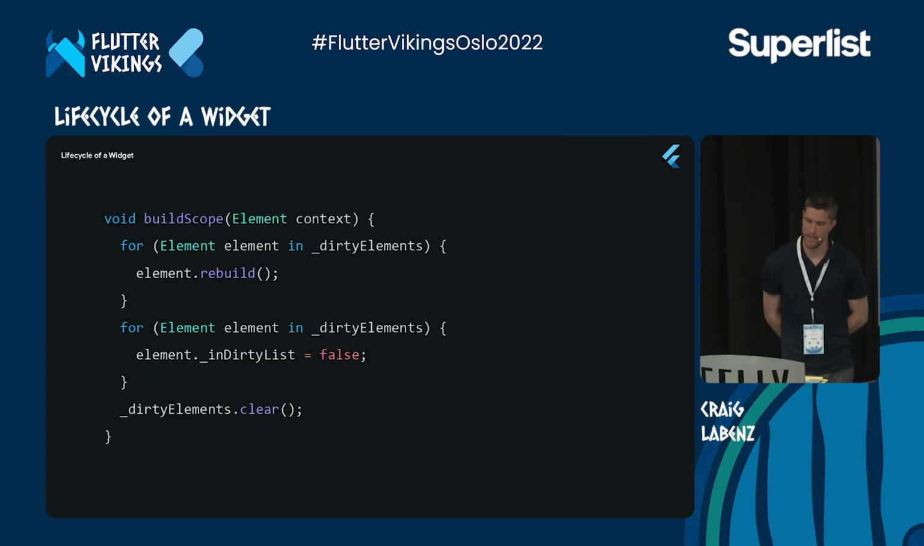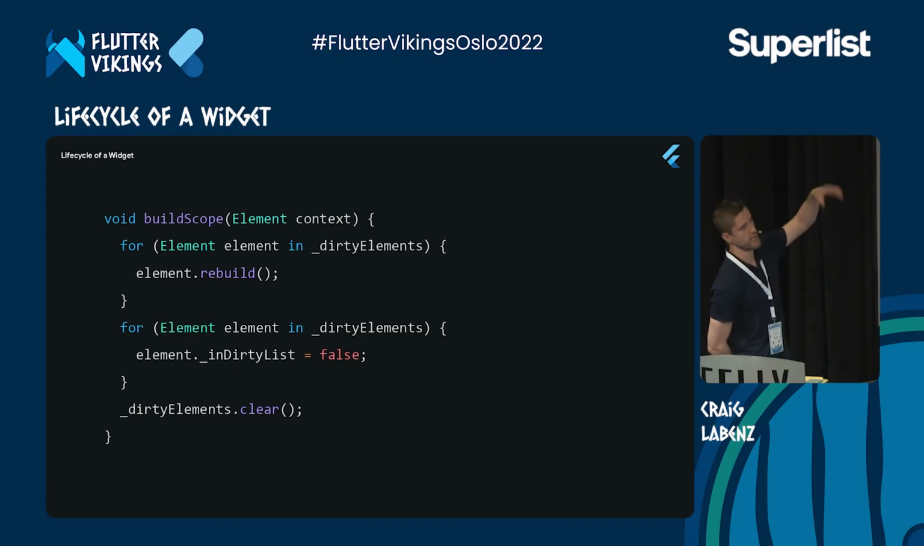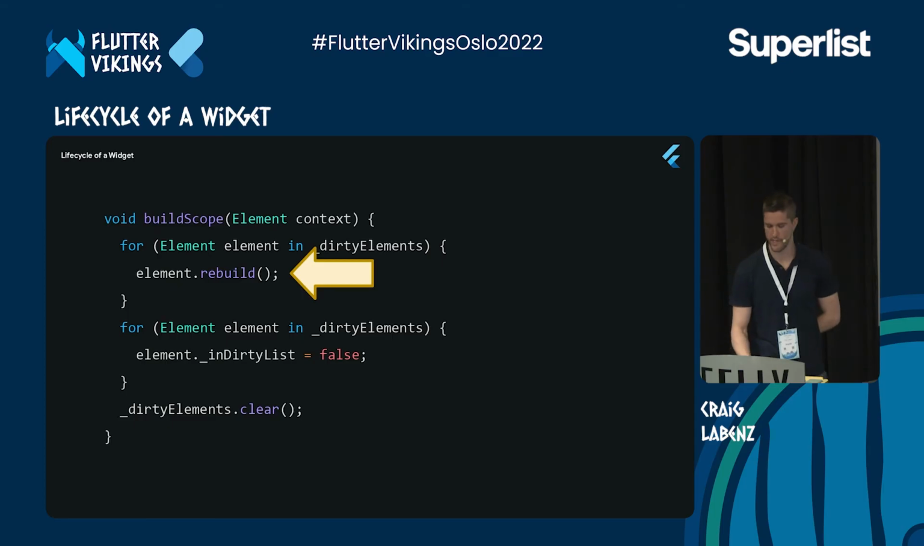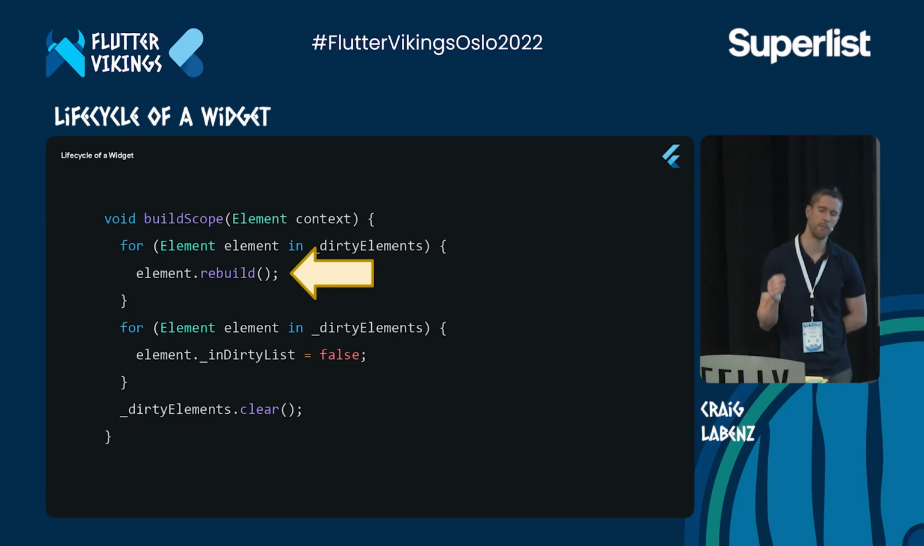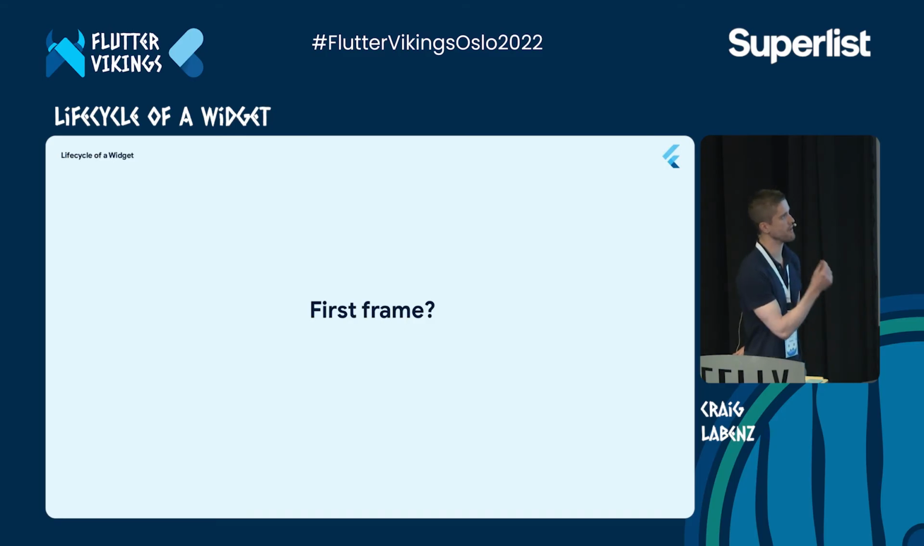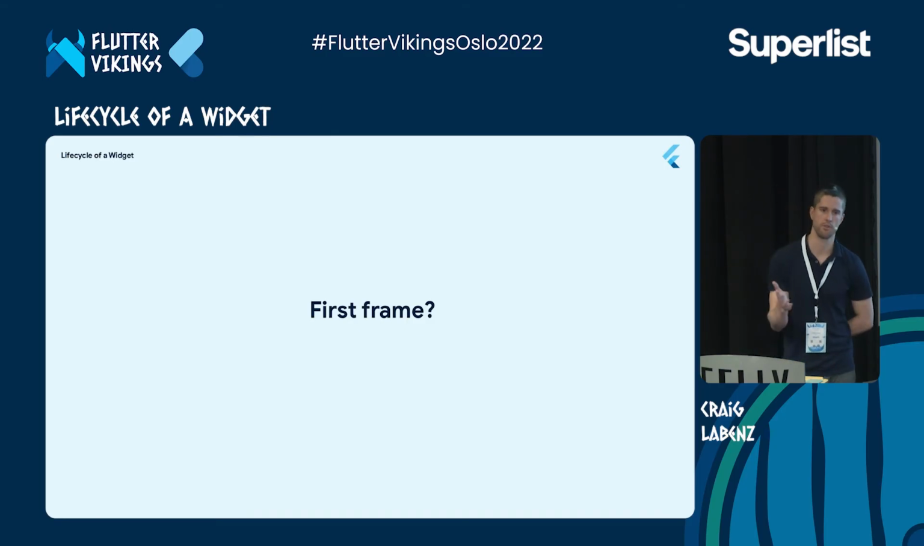Okay, so this build scope method, what on earth does it do? Well, it's pretty simple. There's a ton of other checks and bookkeeping and whatnot, to make sure you're not rebuilding something out of scope, but essentially it just has a list of dirty elements and it rebuilds them all, and then it marks them each as clean. And that means that this rebuild method is obviously quite important. But before we dive into the rebuild method, I want to think about the special case that is the very first frame. Because in the first frame, there's nothing in your widget tree yet.